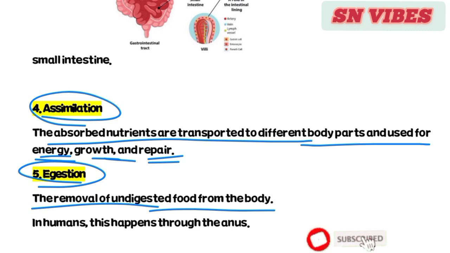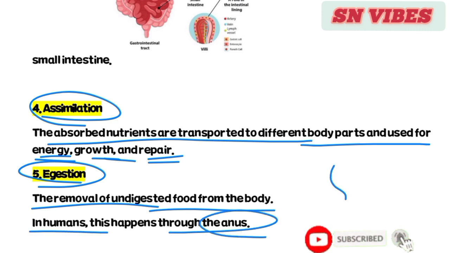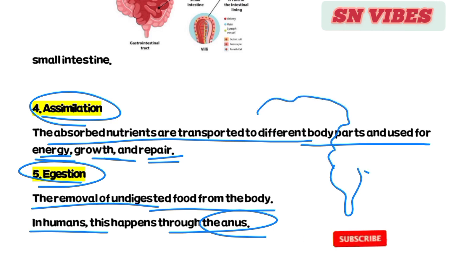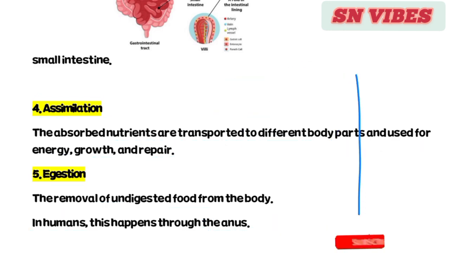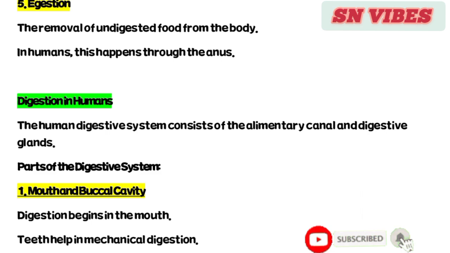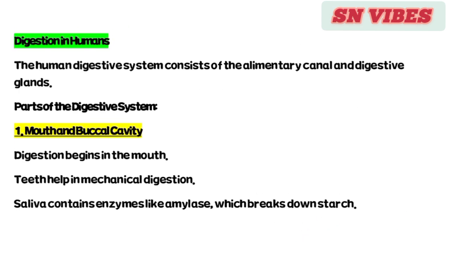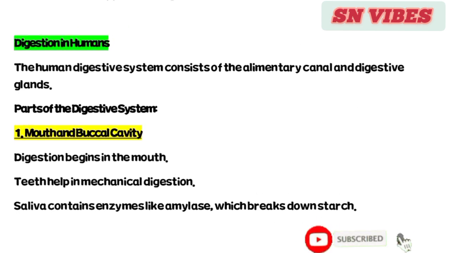This actually takes place in the rectum and the anus, which are the end parts of the digestive system. So in humans this happens through the anus. Actually you can see at the end, right, in this way. Before this there is the large intestine, in this way, right? So this is the large intestine. Next let us move on to the main part, that is digestion in humans.